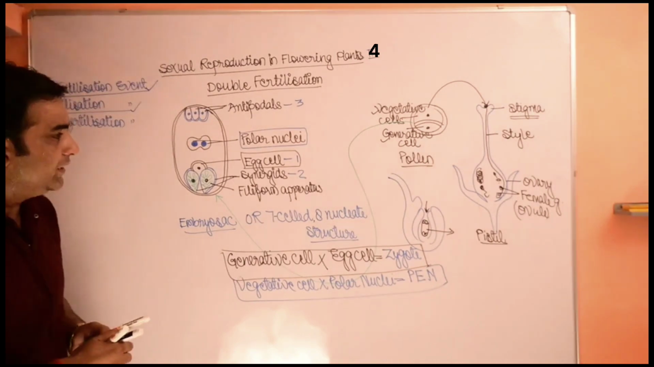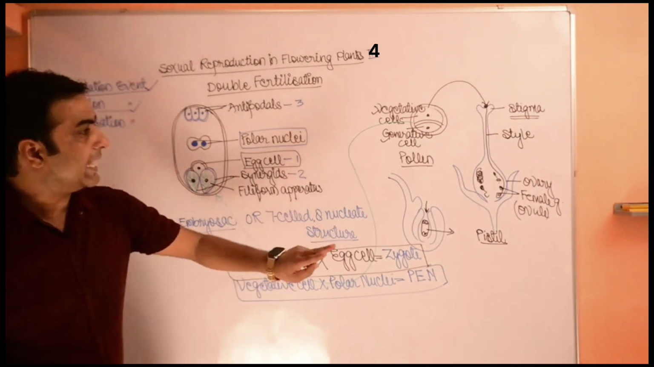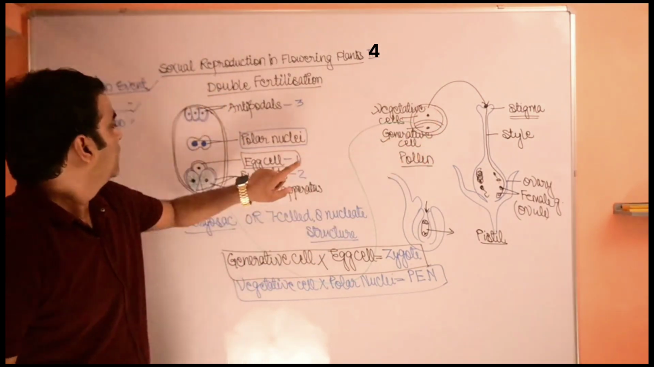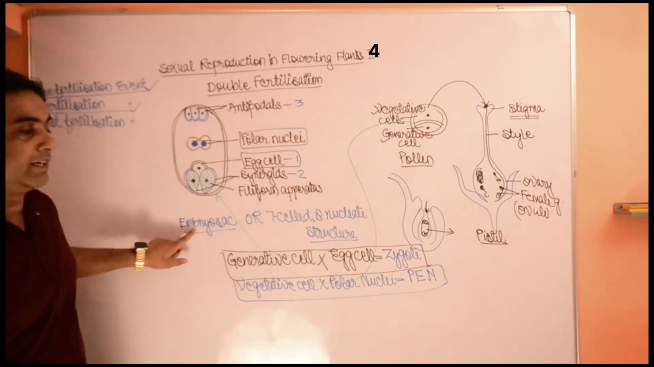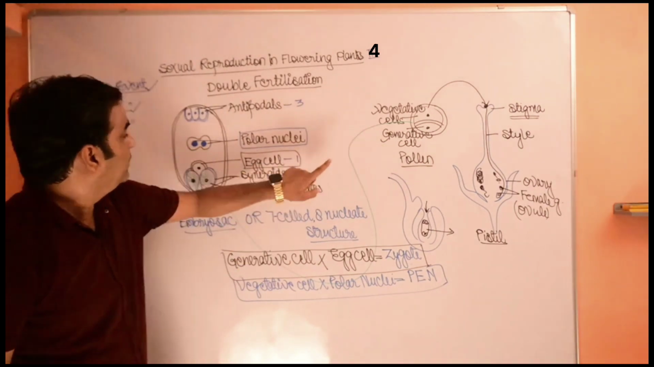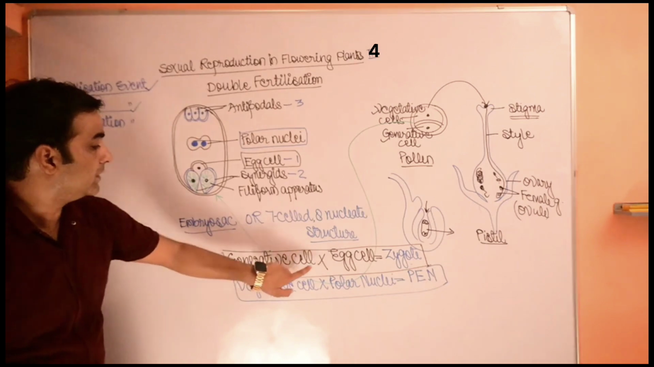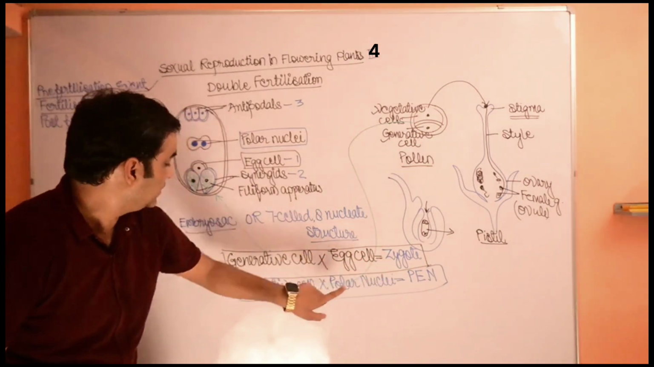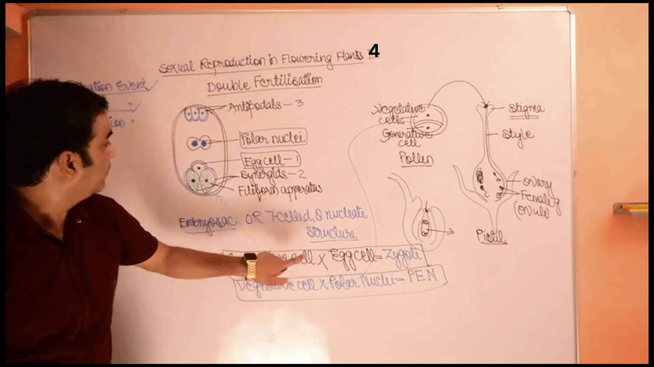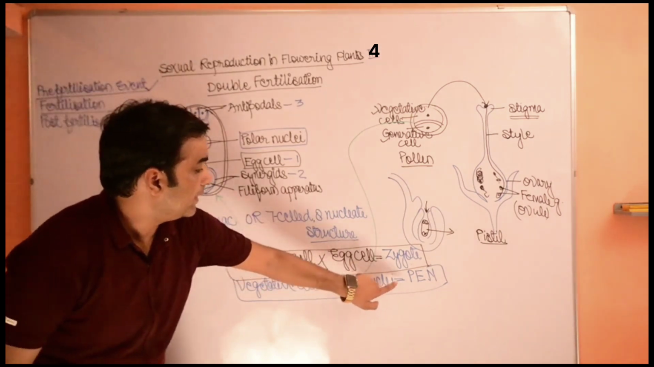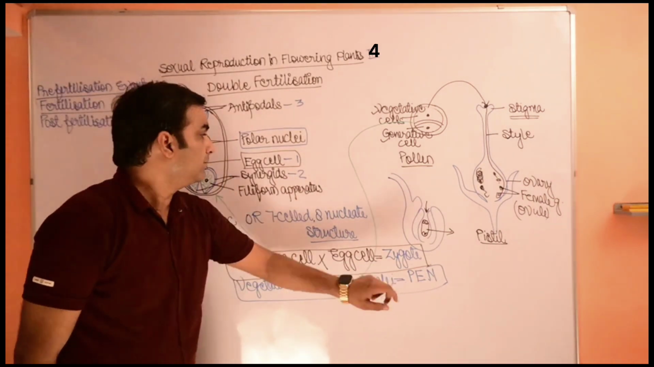I just want to tell you, fusion is happening between these two cells and the two cells of the embryo sac. The generative cell fuses with the egg cell to form the zygote. The vegetative cell fuses with the polar nuclei, these two nuclei, and forms the primary endosperm nucleus.